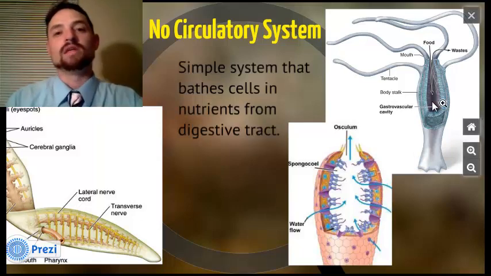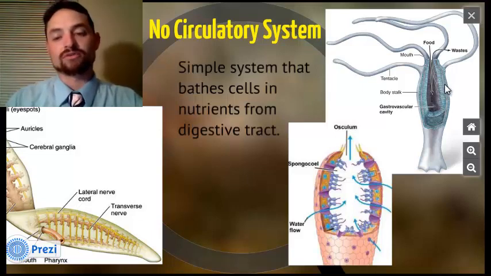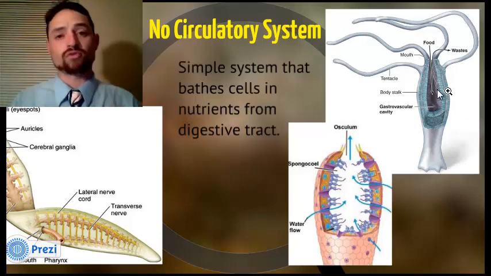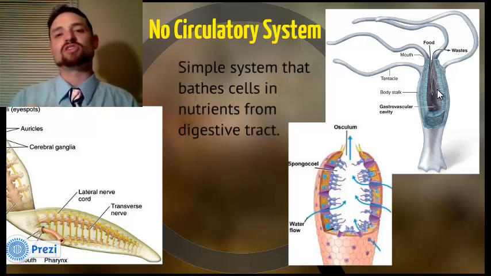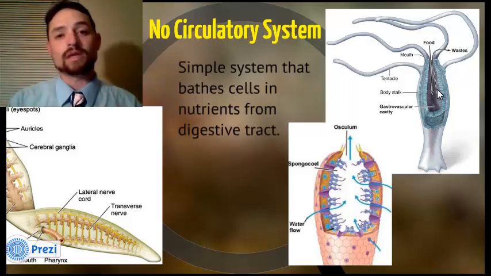Same here with the cnidarian, the hydra. You've got the gastrovascular cavity, food's brought in and dissolved here, and you can see there are not very many layers. There's really only 2 layers of cells there. So whatever's absorbed is absorbed directly into the organism itself. So you don't need any kind of system that's circulating those nutrients from one part of the body to the next, like we do in mammals.